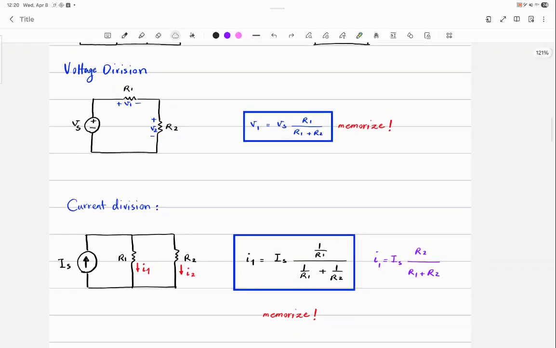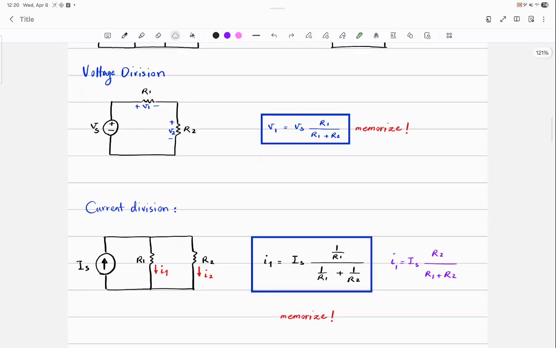Voltage division and current division are very useful. As I said many times, these are not required. You don't have to know them to solve something, but most of the time they save you a lot of time. So remember the equations for voltage division and current division, and most importantly, remember when you can use them.